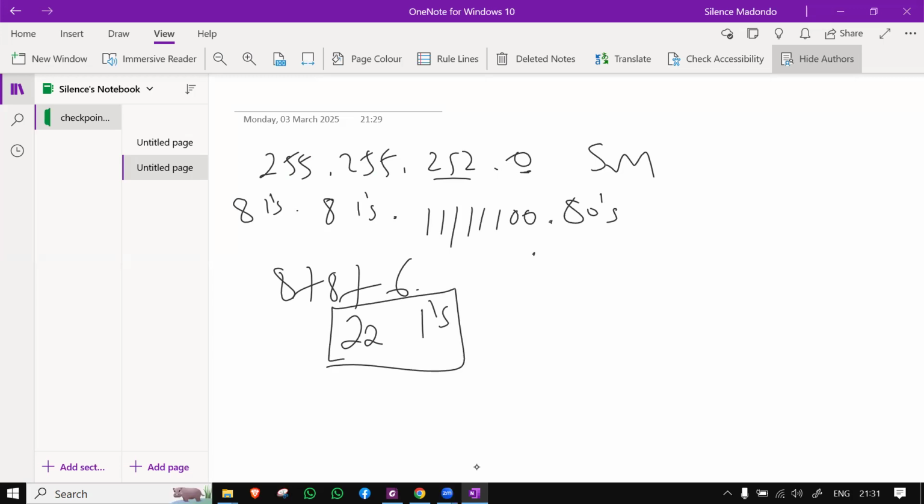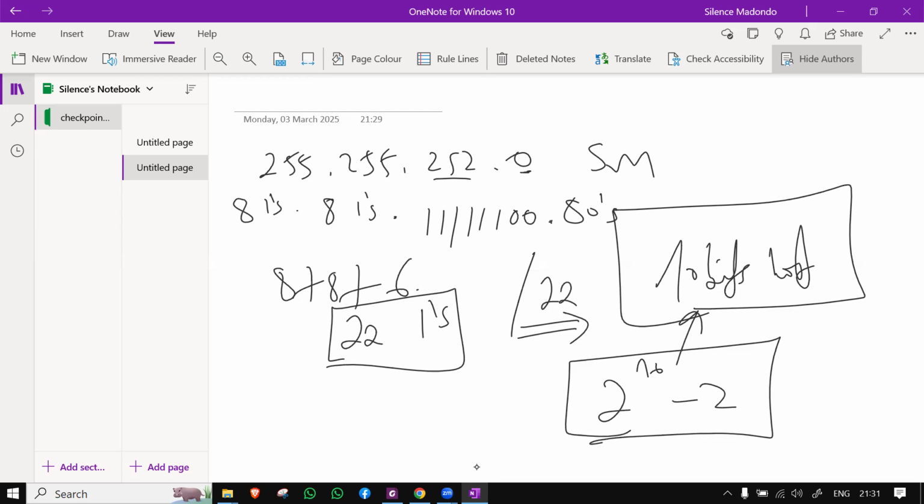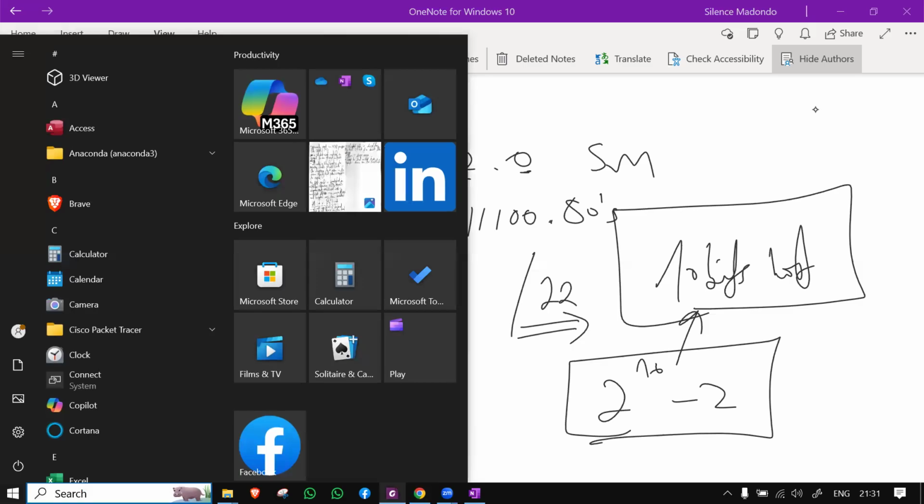We can call this a slash 22 network, meaning we have 10 bits left for the host portion. If we want to find the number of host addresses, you use those bits. So 2 to the power of 10 minus 2 is the number of addresses that we can have. 2 to the power of 10 is 1024. 1024 minus 2 is 1022. That's how we get to our answer right here.